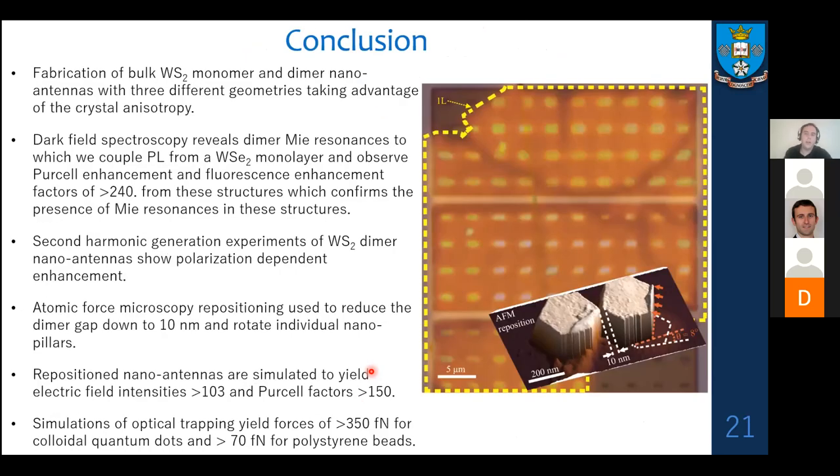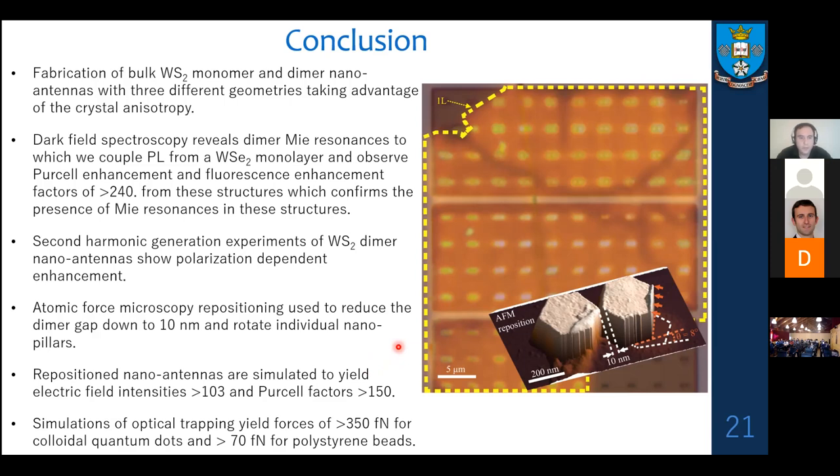So in conclusion, I've shown that we can fabricate bulk tungsten disulfide into monomer and dimer nano antennas in different geometries using the crystal anisotropy. Dark field spectroscopy has revealed these Mie resonances, to which we can couple monolayer tungsten diselenide emission and achieve Purcell enhancement. Therefore, these nano antennas do function as they should, as nano resonators. Then some non-radiative modes such as anapole modes can be used for second harmonic generation enhancements and basically any kind of nonlinear optical experiments which rely on the electric field intensity.